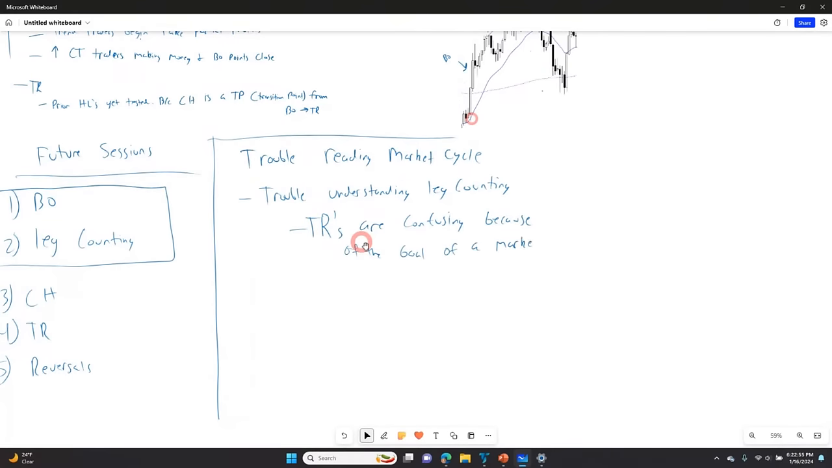So they're confusing because of the goal of a market. In order to create a tight spread on a market, one must force transactions to occur. In other words, price transparency. Now, if you want to sell a house, it's really easy to go to Zillow and you can see every transaction in the neighborhood for years. That price transparency makes things confusing.